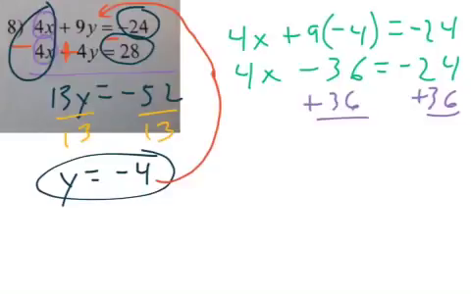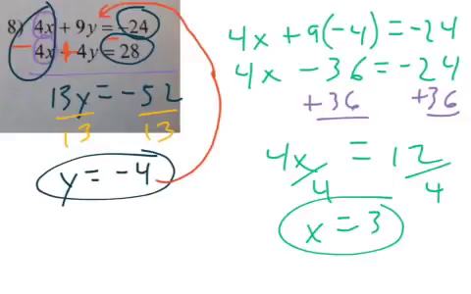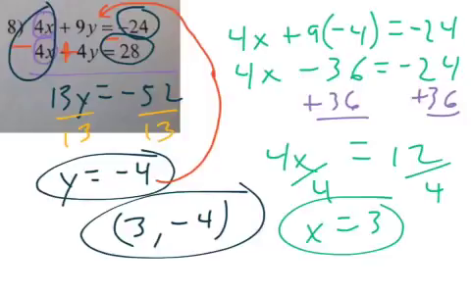So 4x equals 12. And after I divide by 4, x is 3. And therefore my solution is x is 3, y is negative 4. So pause the video if you need to.